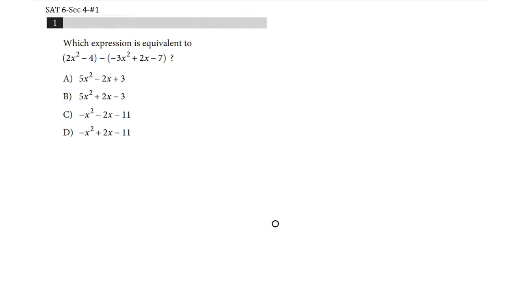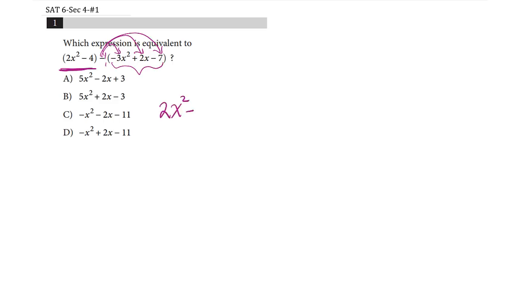Which expression is equivalent to quantity 2x squared minus 4, subtract quantity negative 3x squared plus 2x minus 7? Once again, subtracting polynomials. The only reminder here is this negative is never ever just sitting up on its own. There's an invisible 1 that needs to be distributed all the way through into the second parenthesis. And the shorter version of this, we'll just change all of these signs to the opposite.